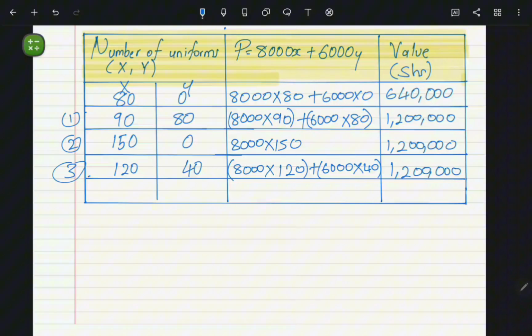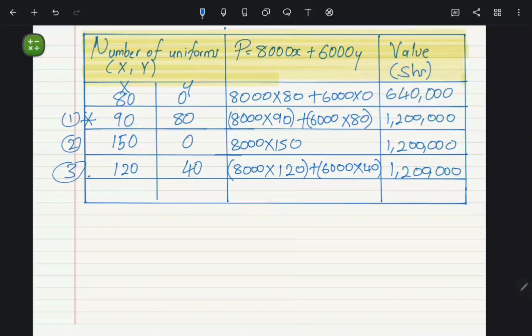But there are 3 different sets of uniforms for boys and girls which can give us that same maximum profit. So as a learner, what do you do? Me, what I usually do is I just write all 3 of them in my conclusion. However, you can decide to choose one which you feel is the best. Now for me in this case, I would say the first one here is the best.